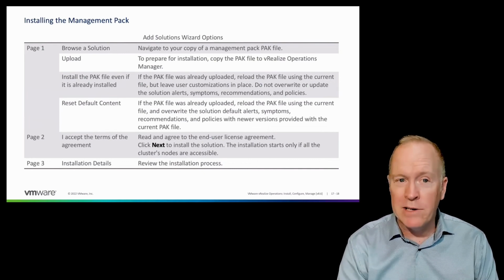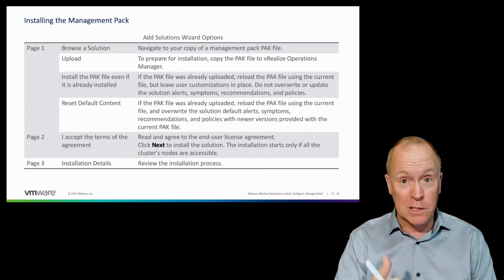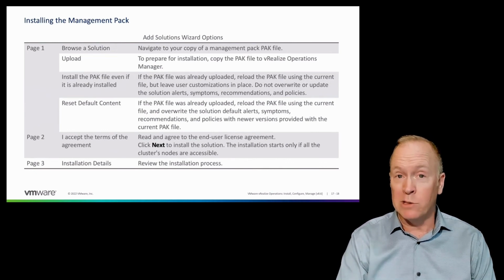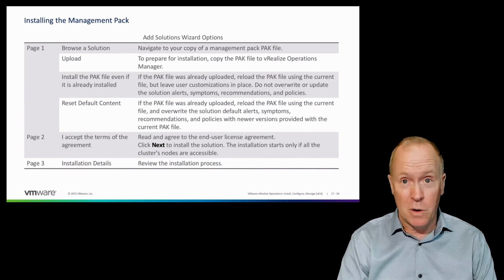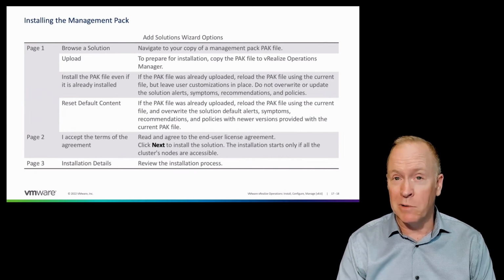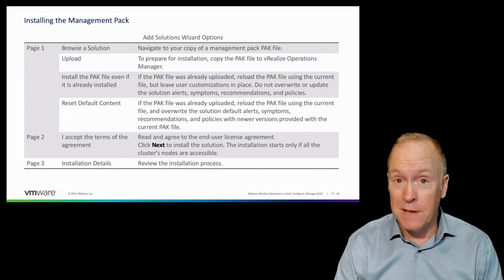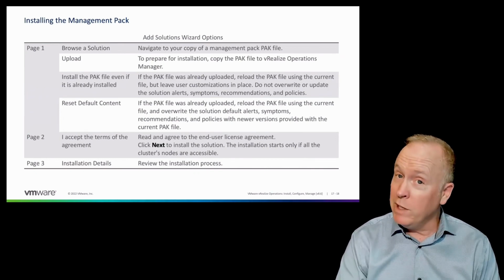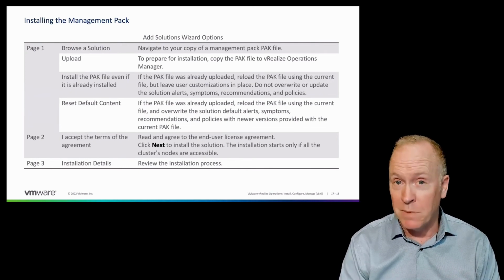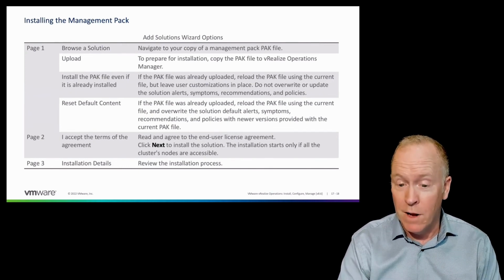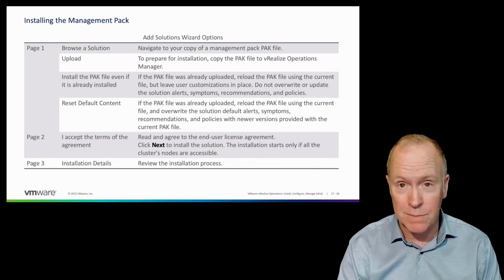This table here provides you an overview of the steps we just described. Again, in the first step, you're going to browse to the .pack file and upload it. In step 2, you're going to accept the end user license agreement. And in step 3, you're going to kick off the installation process. At which point, you might think that you're done. But remember, installing the management pack is not the end of the tasks that you need to perform. You still need to configure the management pack.